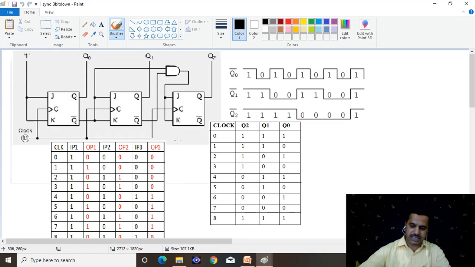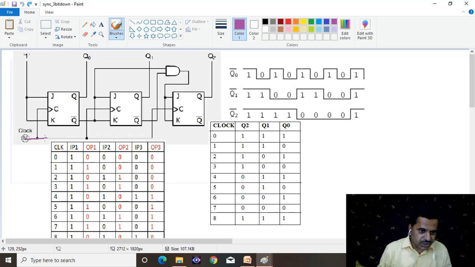Here I have modified the 3-bit synchronous up counter circuit to work as a 3-bit synchronous down counter. Here the input of the NAND gate was earlier connected to the output of the second flip-flop. Now I have connected from the Q bar. In the up counter, we connected from the Q. In the down counter, we connect from the Q bar. That is one of the modifications that you see here.